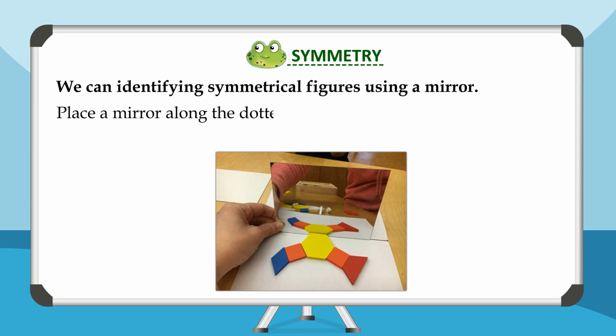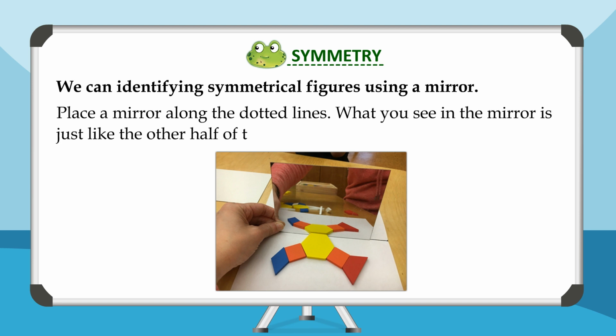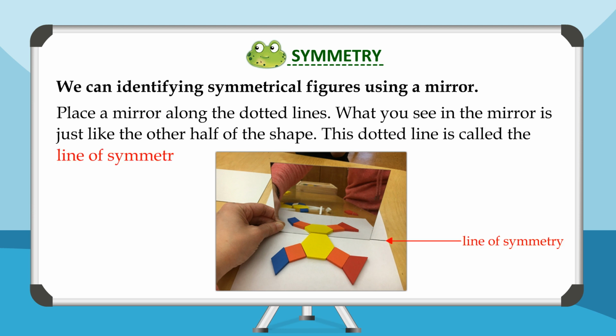Place a mirror along the dotted lines. What you see in the mirror is just like the other half of the shape. This dotted line is called the line of symmetry.